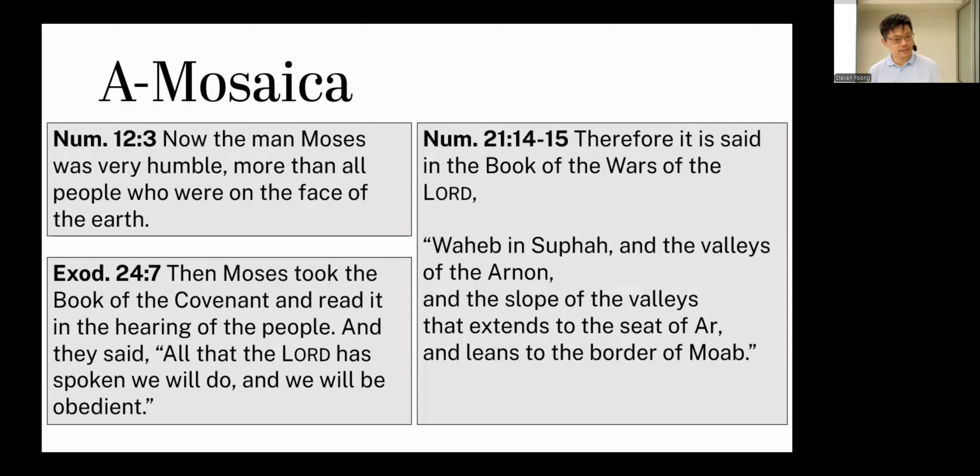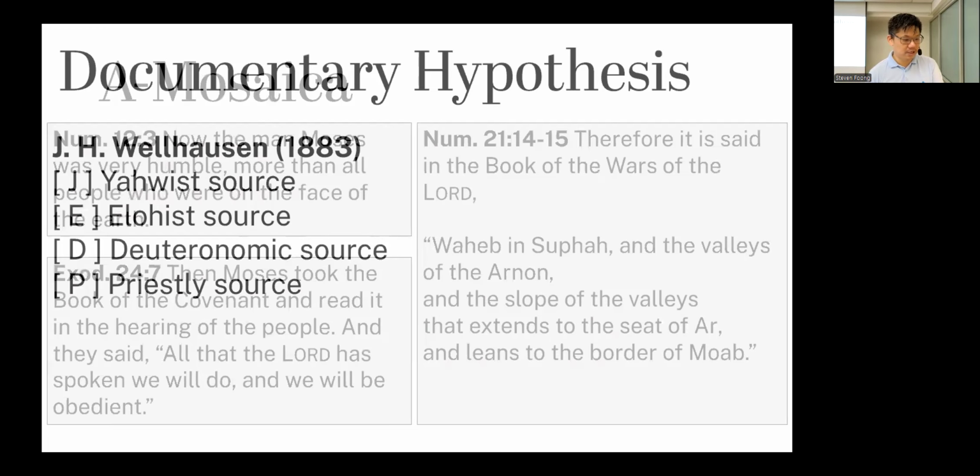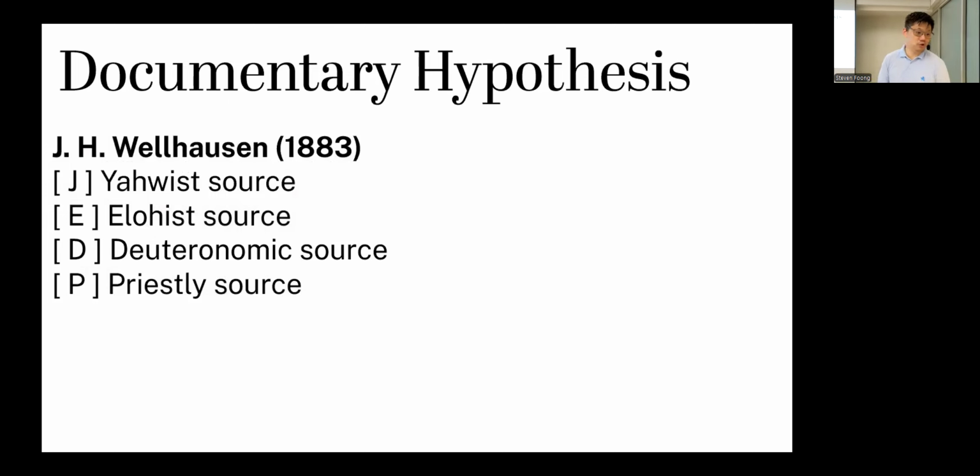So scholars, especially in the 19th century, begin to ask this type of questions and develop various hypotheses. One of the most famous, or most influential, hypotheses is called the documentary hypothesis, also known as JEDP. The hypothesis is proposed by Wellhausen, and he thinks that the Torah comes from four sources. That means Genesis, Exodus, Leviticus, Numbers, Deuteronomy. Instead of written by Moses, he believes that it comes from four sources, which we call JEDP.